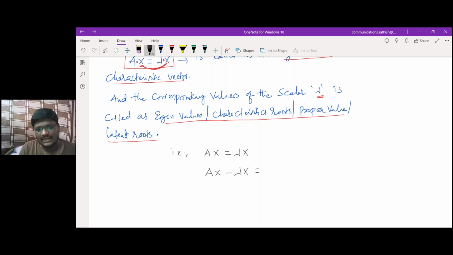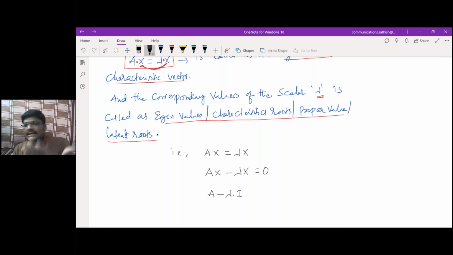Lambda into X is equal to 0. Then I take X as common. Here A is a matrix and lambda is a scalar value. I cannot subtract a scalar value from a matrix, so I need to multiply that scalar value with an identity matrix.